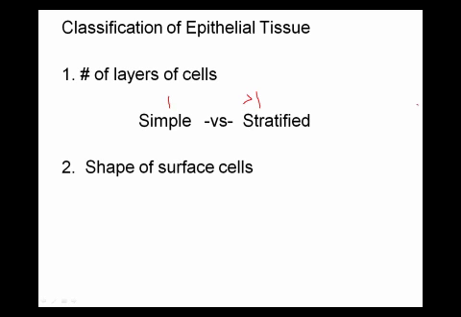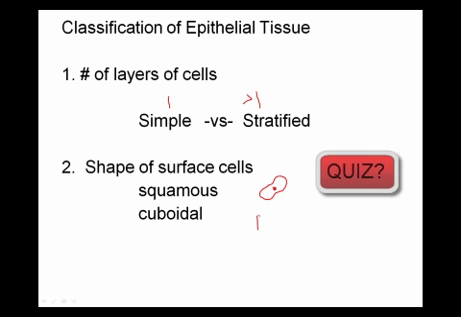The second criteria for classification is the shape of the surface cell. Obviously, if it's a simple epithelium, there is only one layer. But in the case of stratified epithelium, we're looking at the shape of the surface cells. There are some that are very thin, flat, kind of pancake cells. This is called squamous epithelium. Some others that are cuboidal in shape, and others that are tall and narrow. This would be called columnar epithelium.